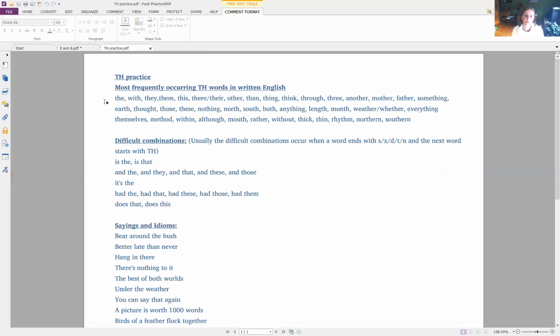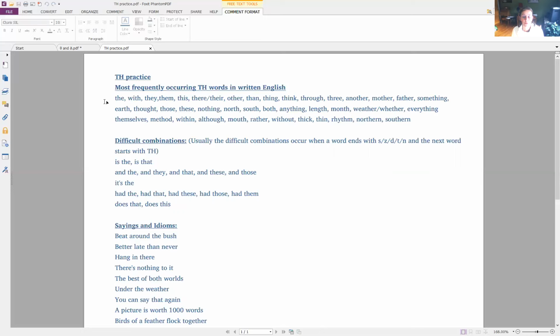The, with, they, them, this. There, other than, thing, think, through. Three, another, mother, father, something, earth, thought, those, these, nothing, north, south, both, anything, length, month.